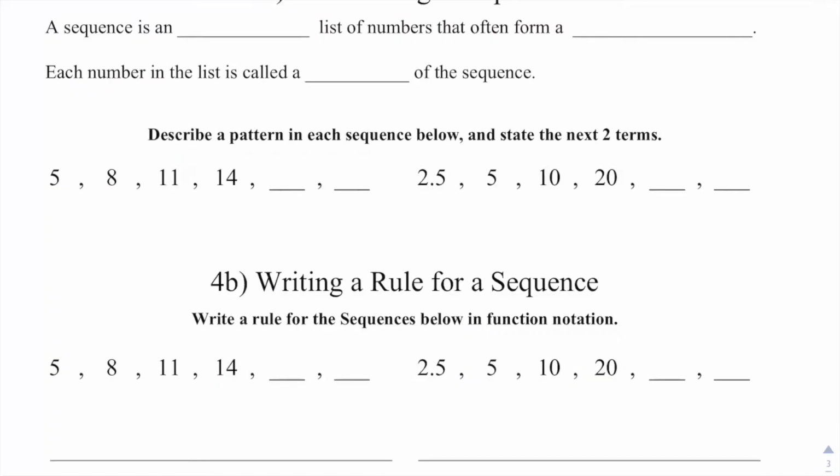A sequence is an ordered list of numbers that often form a pattern. Each number in the list is called a term of the sequence. So let's come down here and take a look at this pattern. We're going to describe it, and then we're going to state the next two terms.